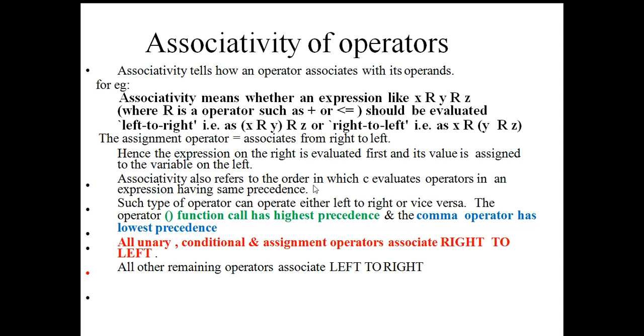Associativity also refers to the order in which C evaluates operators in an expression having the same precedence. So if you have operators with equal precedence, then the order in which C evaluates these operators is told by the associativity of operators. Such operators can operate either left to right or vice versa. The function call operator, open and closed parentheses, has the highest precedence, and the comma operator has the lowest precedence.